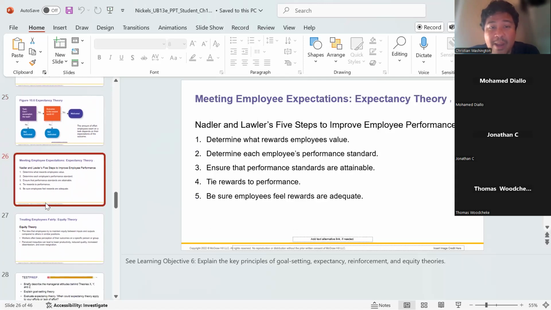So the expectancy theory is more about Nadler and Lawler's five steps to improve employee performance. Determine what rewards the employee values, their standard of performance, and so forth. A lot of this is performative. It's designed to get a performative response for motivation. But the way I'm looking at it is more of what are you, the manager or the company, doing to create the environment or structure to motivate, right? Which leads back to the rewards.